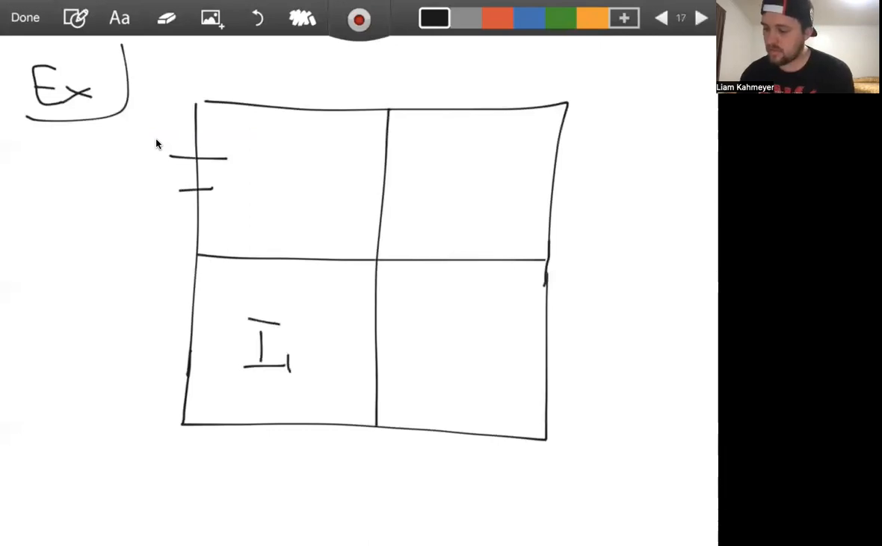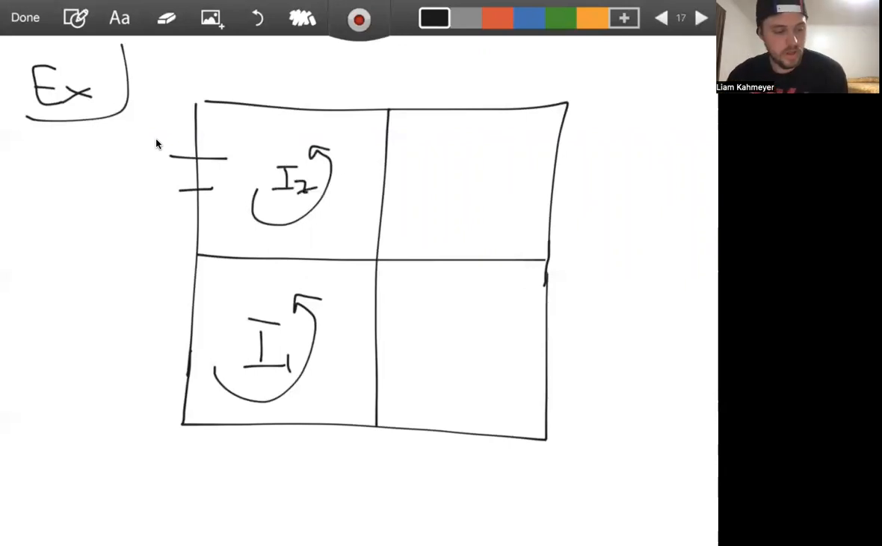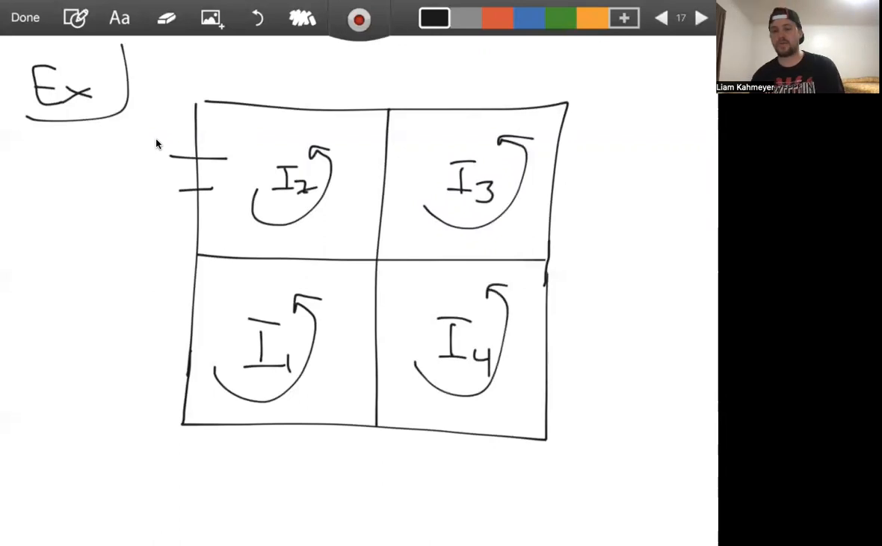Well, let's start with labeling. We'll start with I sub 1 down here. We'll call this the first circuit with current I sub 1. Then there's a second circuit here, circuit 2 with current I sub 2, and et cetera. So we have a third and fourth circuit with their respective currents, I sub 3, I sub 4. The current is traveling counterclockwise in all of these circuits.